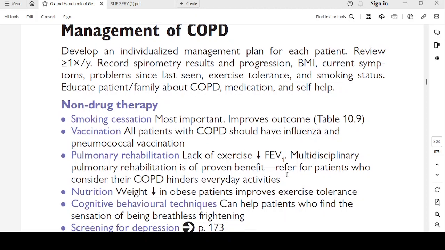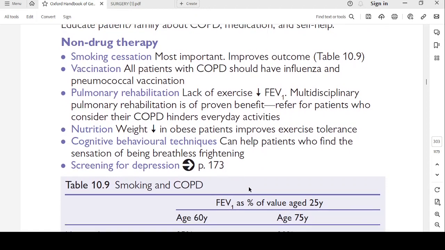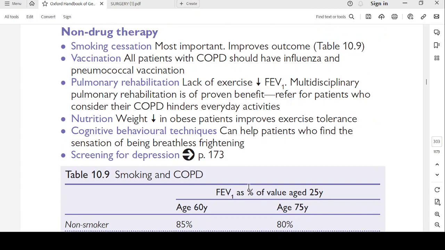Management of COPD. Develop an individualized treatment plan for each patient. Review more than once in a year: record spirometry results and progression, BMI, current symptoms, problems since last seen, exercise tolerance and smoking status. Educate the patient or family about COPD medication and self-help. Non-drug therapy: smoking cessation is most important and improves the outcome. Then vaccination.